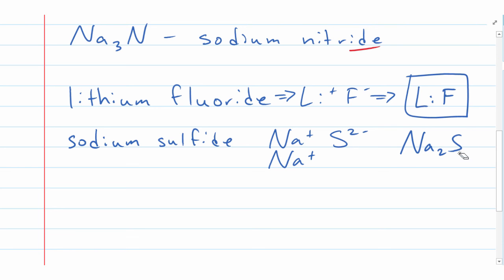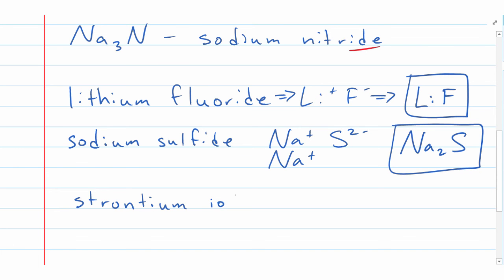When we write out the final chemical formulas, remember that subscripts, the numbers on the bottom, represent a count. So this tells us we have 2 sodiums for every 1 sulfur. And if anybody has any questions, just stop us or we'll look at some more examples. Strontium iodide.